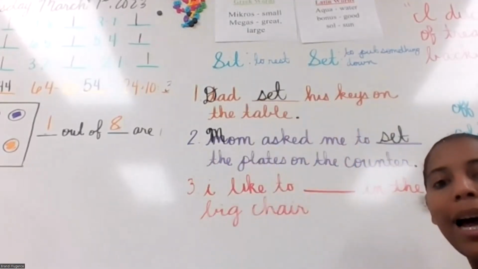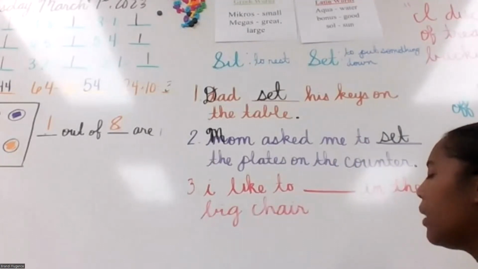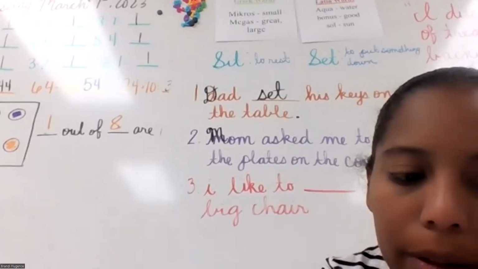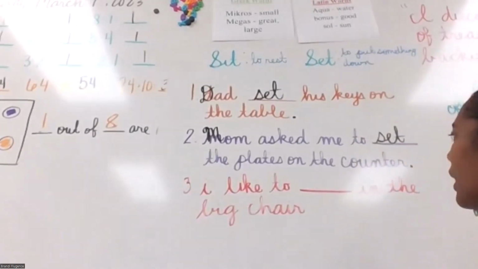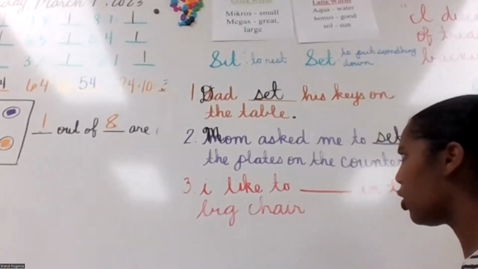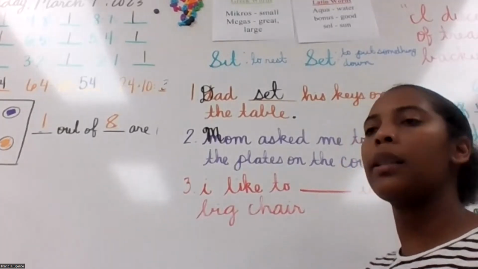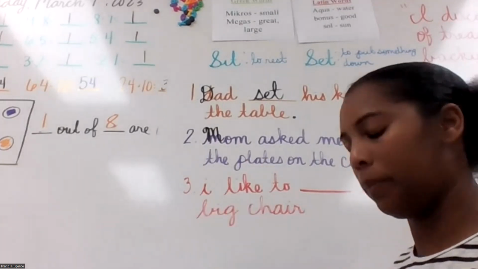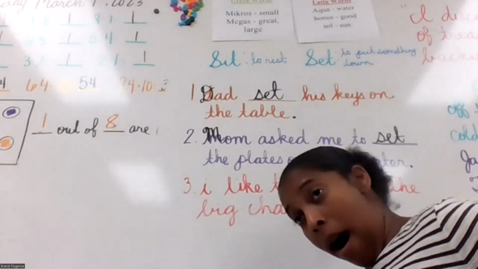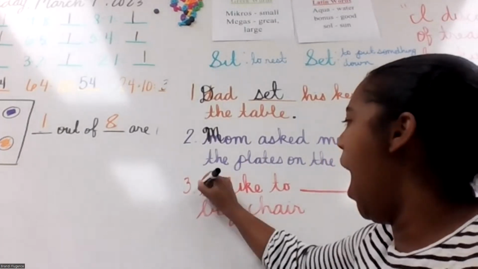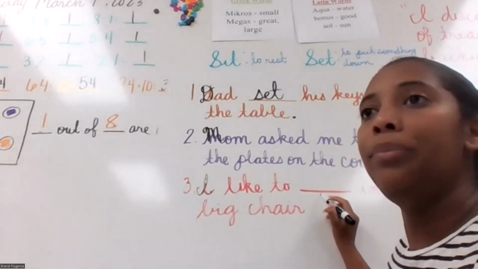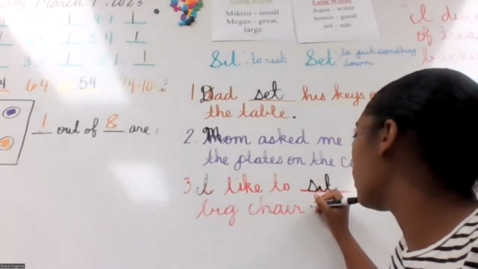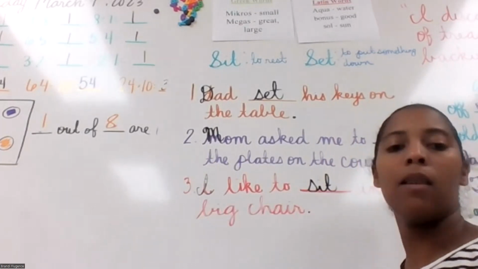Okay. Number 3, I like to sit or set in the big chair. What will we put here? I like to sit or set. How do we start? Capitalize it. I like to sit. And how do we finish it? Good. I like to sit in the big chair.